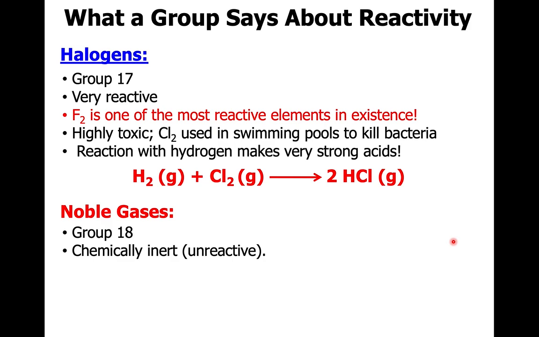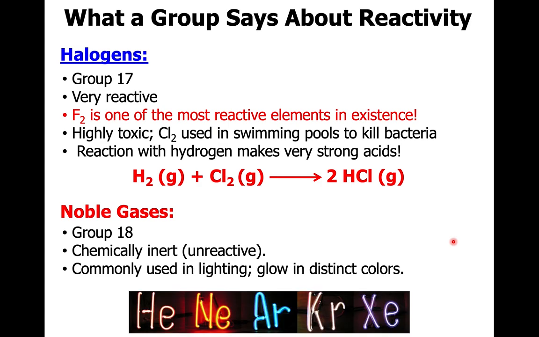Noble gases, group 18, are chemically inert. A few of them will form compounds, but only under very harsh conditions. For the most part, we can say they're totally unreactive. Since they're chemically unreactive, they're nice to put into lights, and we put in a high voltage and excite these different atoms and they all give us a different color.